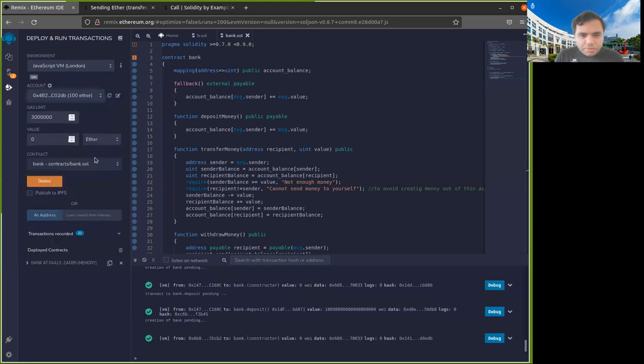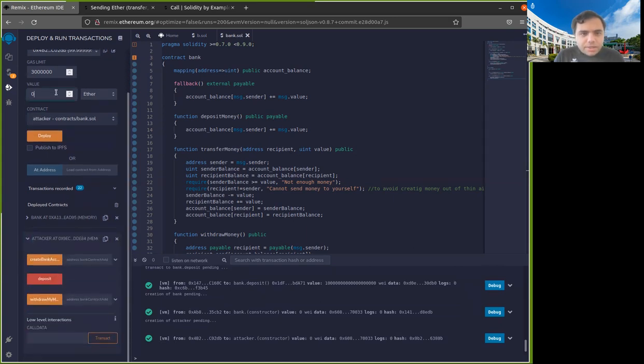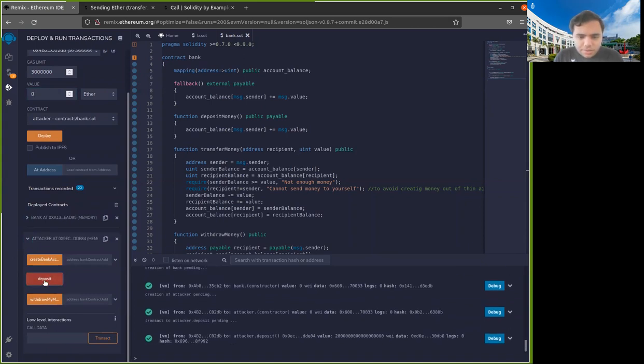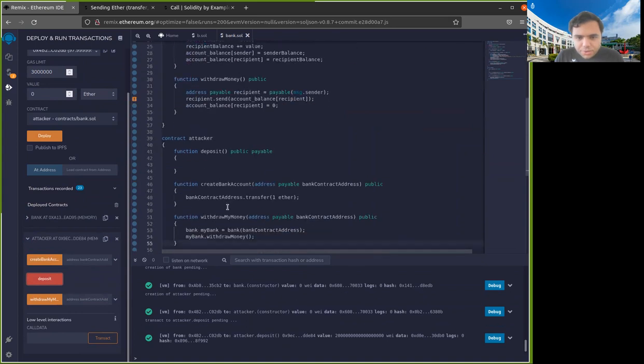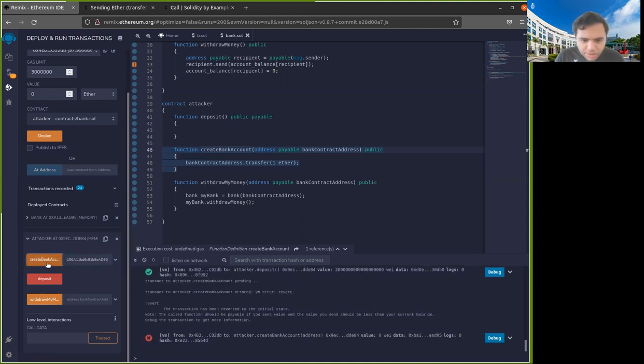Okay, now let me change my account, and let's say I deploy now the attacker contract. And I pay some money to the attacker contract. So let's say I pay 2 Ether to the attacker contract. Now the attacker contract has 2 Ether, so it can create a bank account that has 1 Ether in it, right? So I can call create bank account, and I need the address of the bank. So I just put the address of the bank here, and I call create bank account.